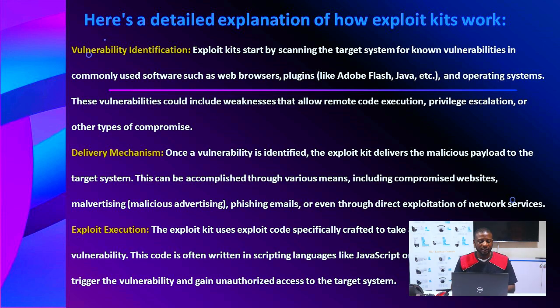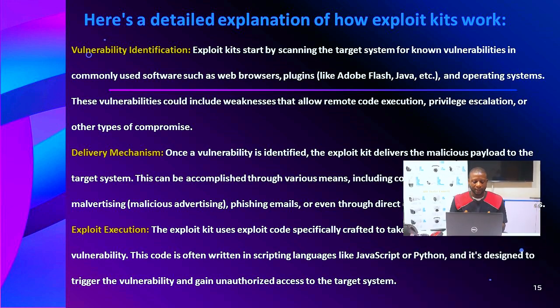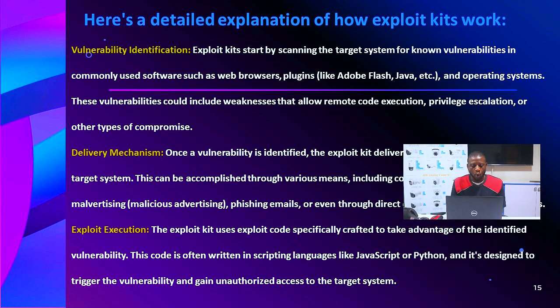Now, the next one is exploit execution. After the vulnerability identification and the delivery mechanism, the next step is for them to execute. The exploit kit uses exploit code specifically crafted to take advantage of the identified vulnerability. This code is often written in scripting languages such as JavaScript or Python, and it is designed to trigger the vulnerability and gain unauthorized access to the target system.